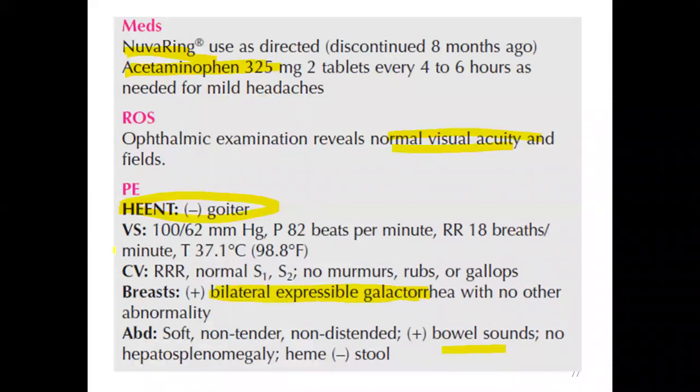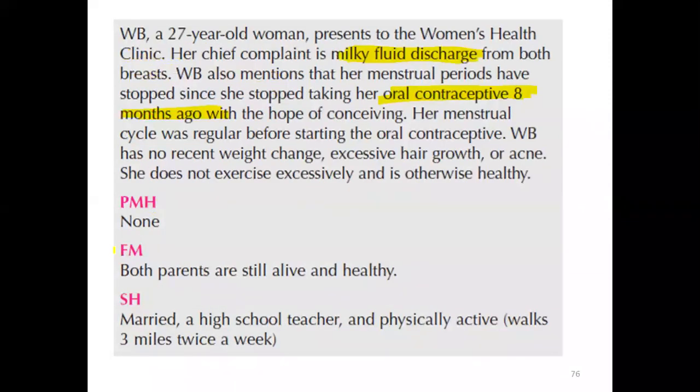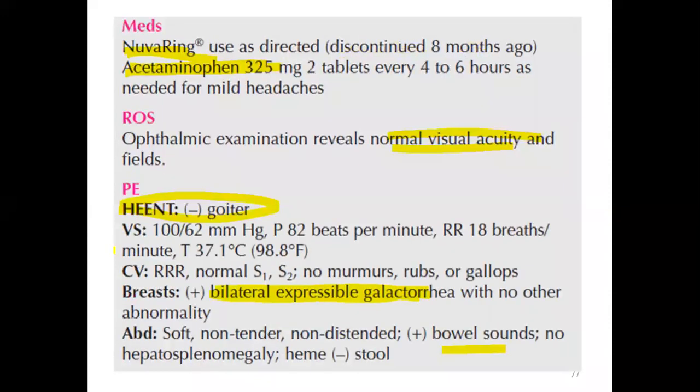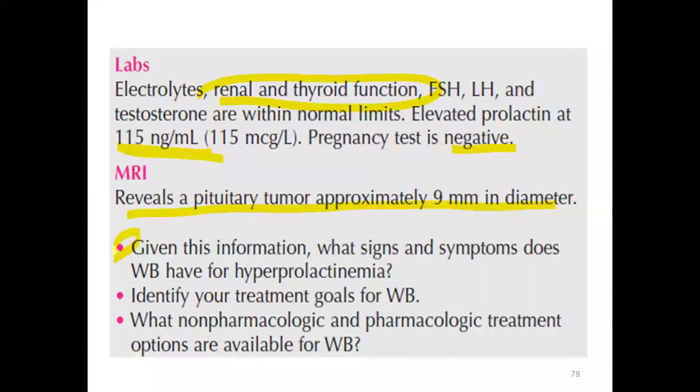Can you go to the previous slide? After examination, we saw the bilateral galactorrhea. Milky discharge is the symptom. Then the signs are the bilateral galactorrhea and the elevated prolactin level. Those are the key.